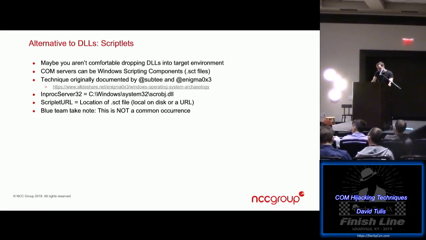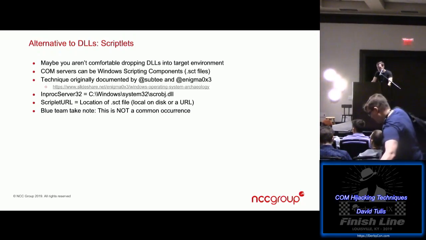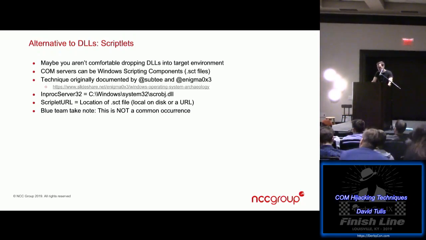There may be some cases where dropping a DLL into the target environment might not fly. So this technique was originally documented by Casey Smith and Matt Nelson in their 2017 talk, Windows Operating System Archaeology. Instead of registering a malicious DLL, a COM hijack can register scrobj.dll. This is a legitimate Microsoft binary. This is already on the system.